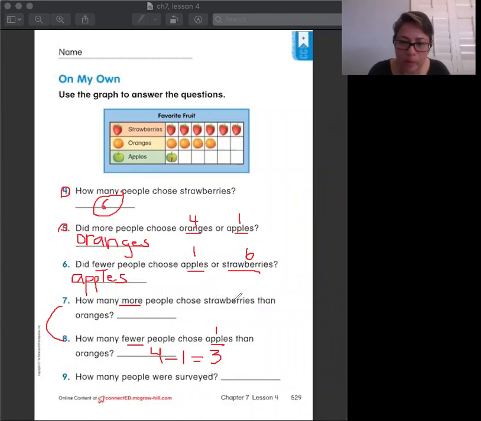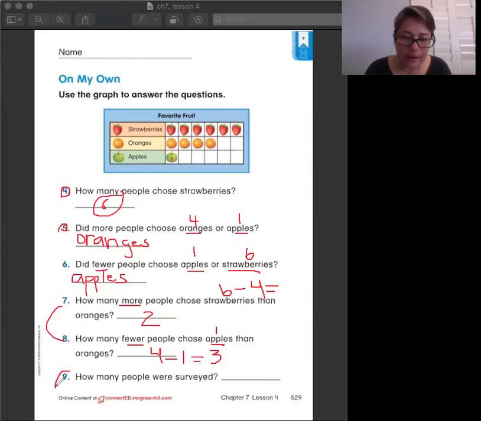So how many people wanted strawberries? 6. We did that one correctly. But how many wanted oranges? 1, 2, 3, 4. So we will do 6 minus 4. And it will tell me how many more people chose strawberries. So 6 people wanted strawberries minus 4, 1, 2, 3, 4 that wanted oranges. That leaves 2. 2 more people wanted strawberries. All right, sorry about that.